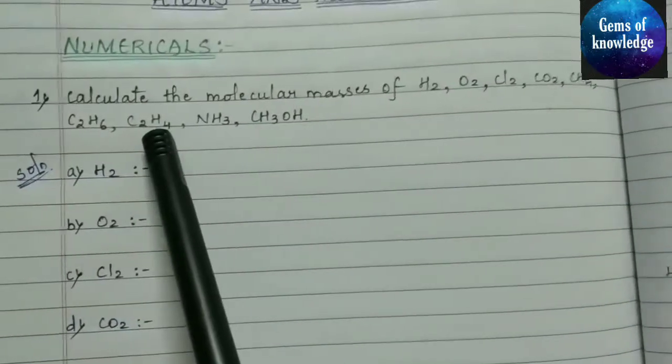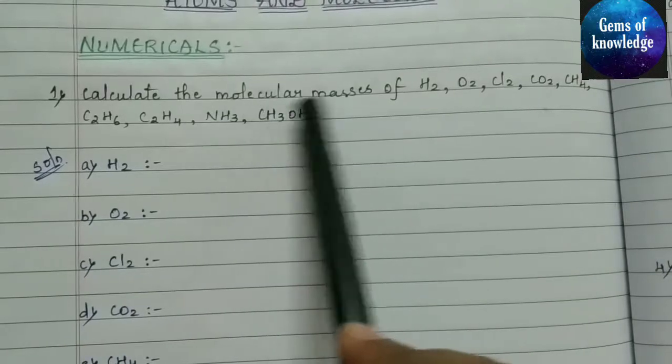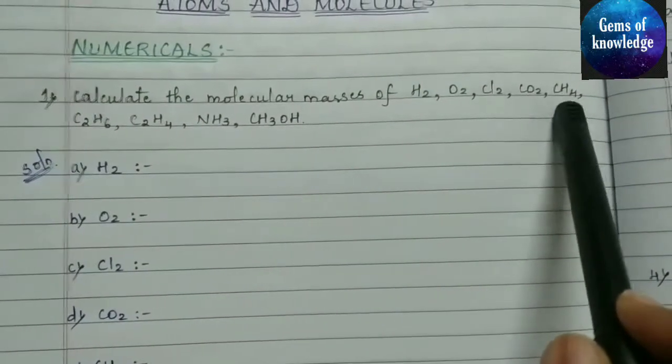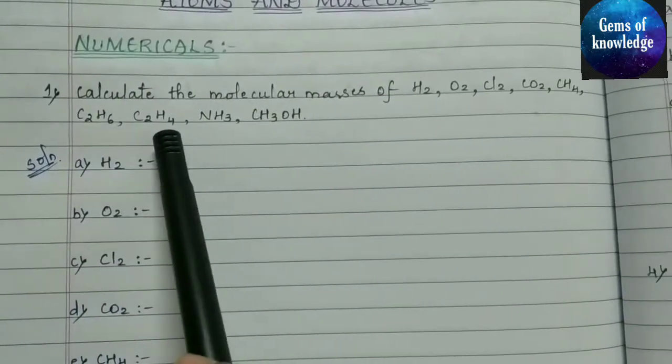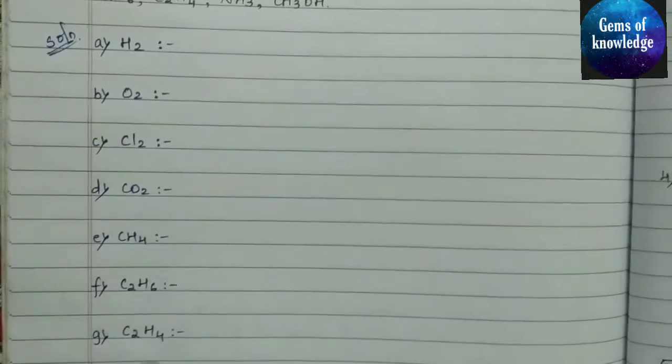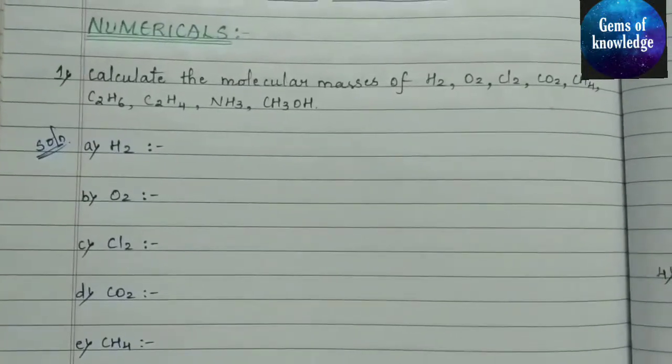So let's start with the first question here. Calculate the molecular masses of H2, O2, Cl2, CO2, CH4, C2H6, C2H4, NH3 and CH3OH. So I have written all this as it is. So let us calculate here.